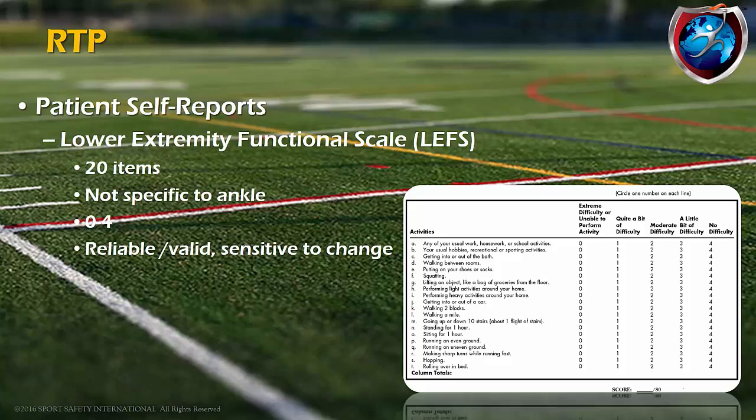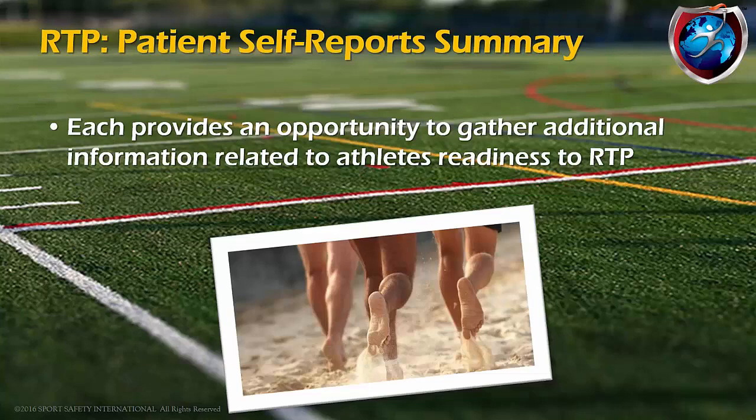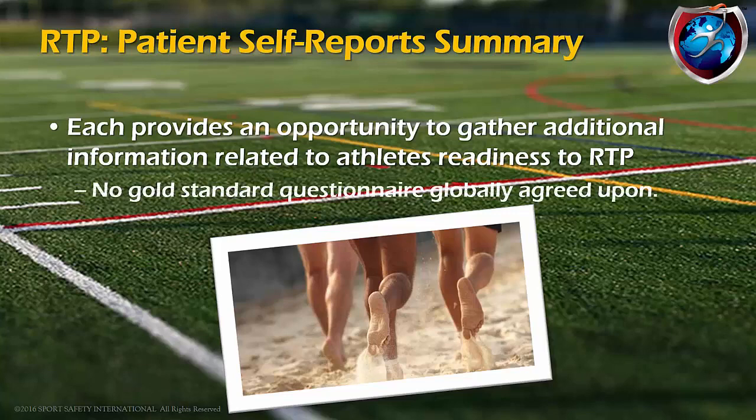The other self-assessment tools are similar in that they attempt to quantify quality of life and functional ability. They all utilize a 4 to 5 point scoring system in order to calculate extent of disability. Each of the questionnaires provides an opportunity to gather additional information related to an athlete's readiness to return to play after ankle injury. No gold standard questionnaire has been globally agreed upon, so clinicians should evaluate each questionnaire and determine which is best for their population testing.